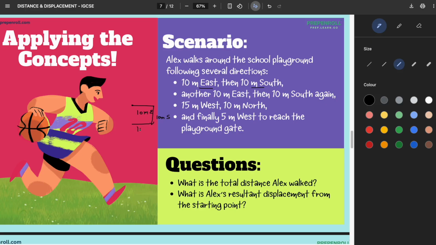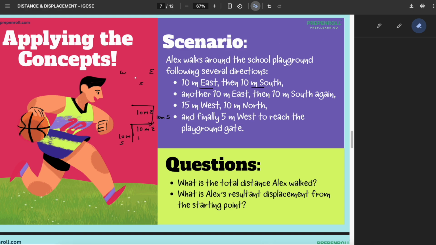Then again 10 meter east, so he reached again the initial position, and then 10 meter south again, going down. So you have 10 meter south again. Then 15 meter west and 10 meter north. Where is the west? If I talk about east, west, and then you have north, and then south. Let me talk about it again.